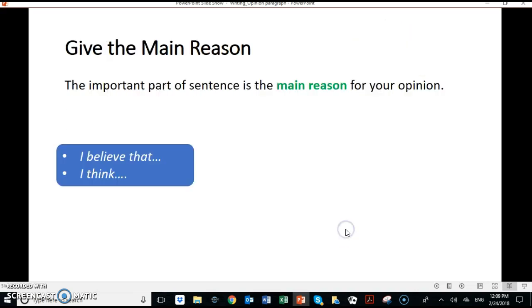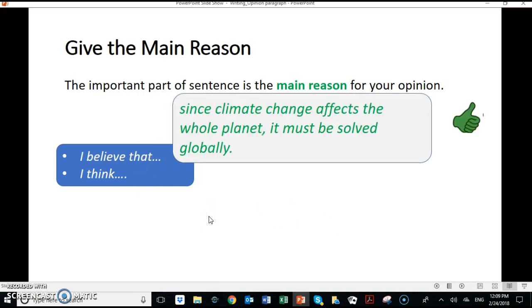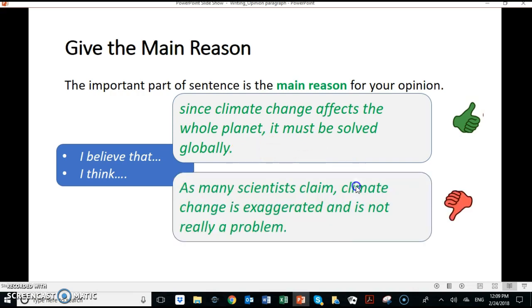So first we need to get a main reason. I believe, I think. And then one opinion could be, since climate change affects the whole planet, it must be solved globally, or let's say a negative. As many scientists claim, climate change is exaggerated and is not really a problem. But I'm going to go with this one. This is more my opinion. So what do I do next?